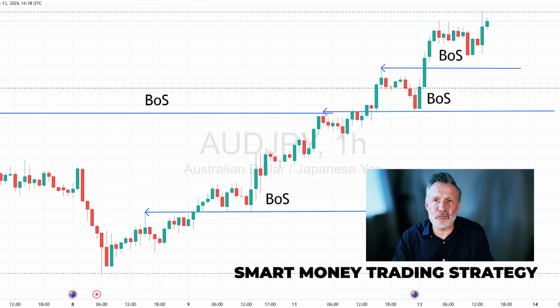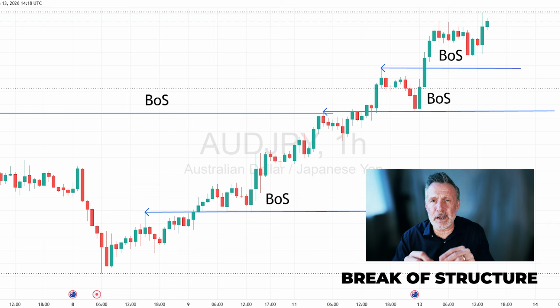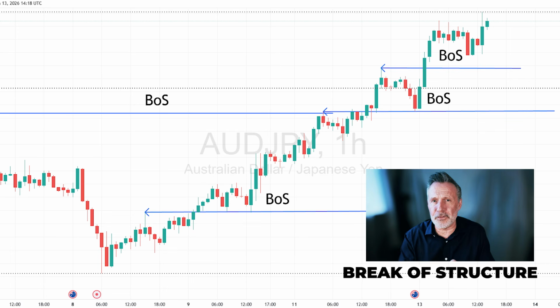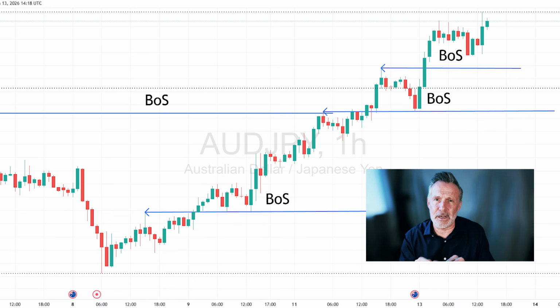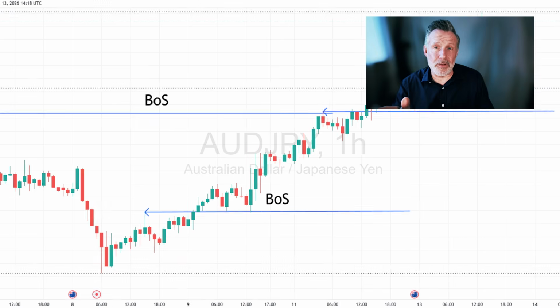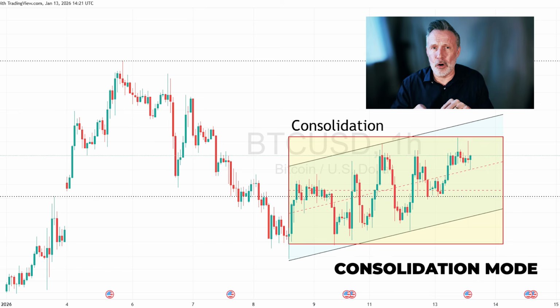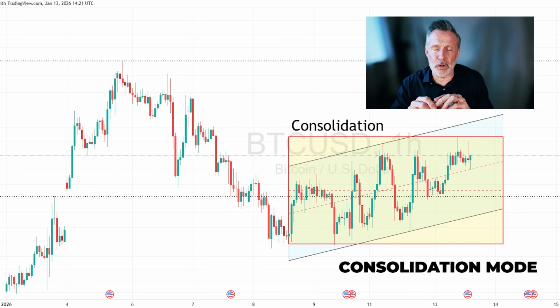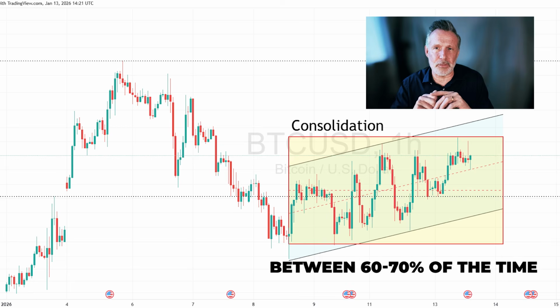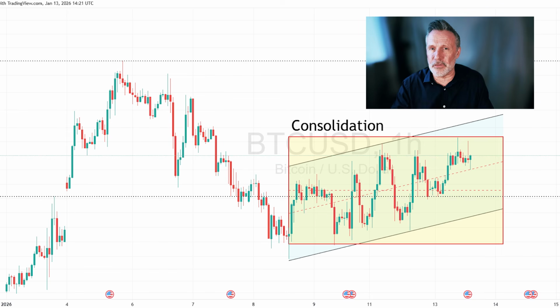In the smart money strategy, traders note a break of structure. This will often denote the end of a trend and a flip in sentiment. However, this only applies in trending markets. Did you know that markets are non-trending or in consolidation mode between 60 to 70% of the time? This is where a lot of newbie traders lose their money.